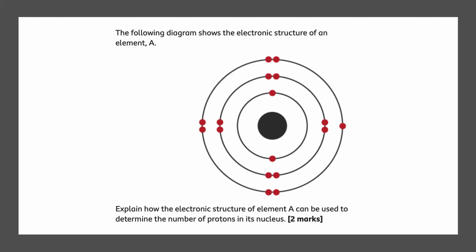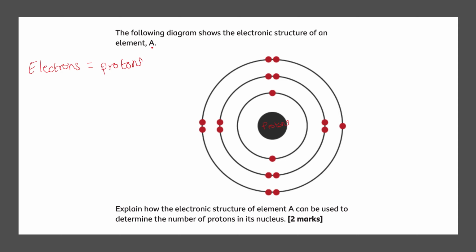Our final question now, the following diagram shows the electronic structure of element A. So this is the electronic structure of element A. Explain how the electronic structure of element A can be used to determine the number of protons in its nucleus. So we don't know how many protons it has in the nucleus. That's what we need to figure out. But remember, the number of electrons equals the number of protons. So we have to total up the number of electrons, and that will tell us the number of protons.